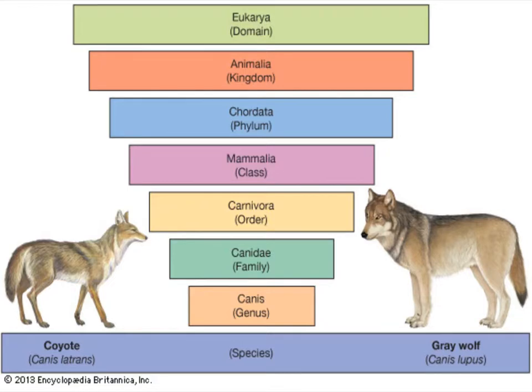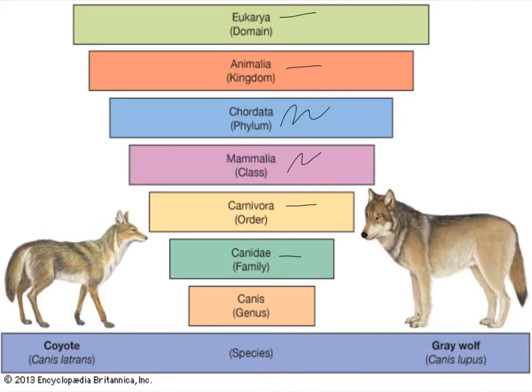So they're both in the domain called eukarya, or eukaryotes, which means they're multicellular. They're in the animal kingdom. They're part of the chordata phylum, which basically means they have a backbone. They're in the mammal class, which essentially means they give live birth. They're part of the carnivores order. They both eat meat as their primary source of food.